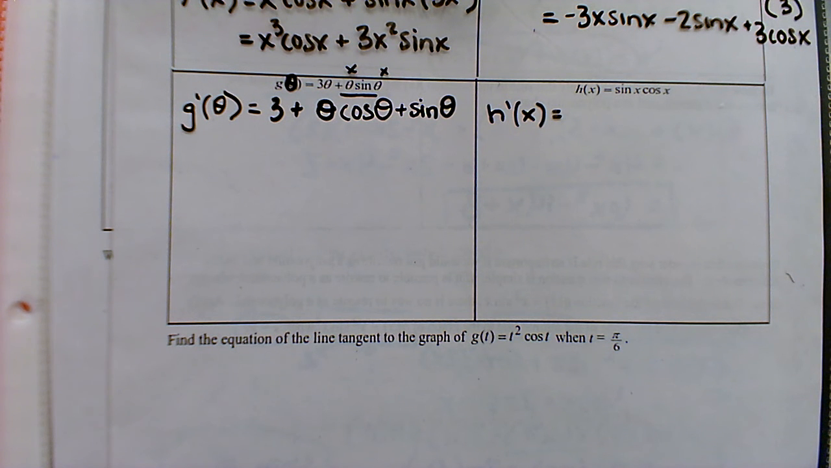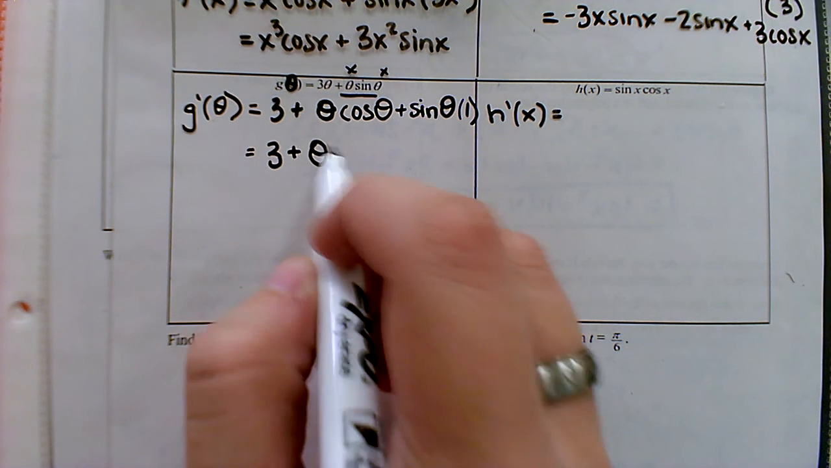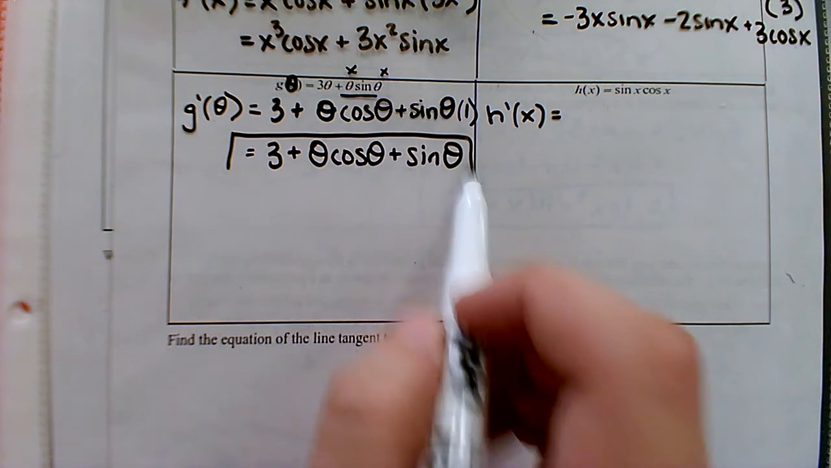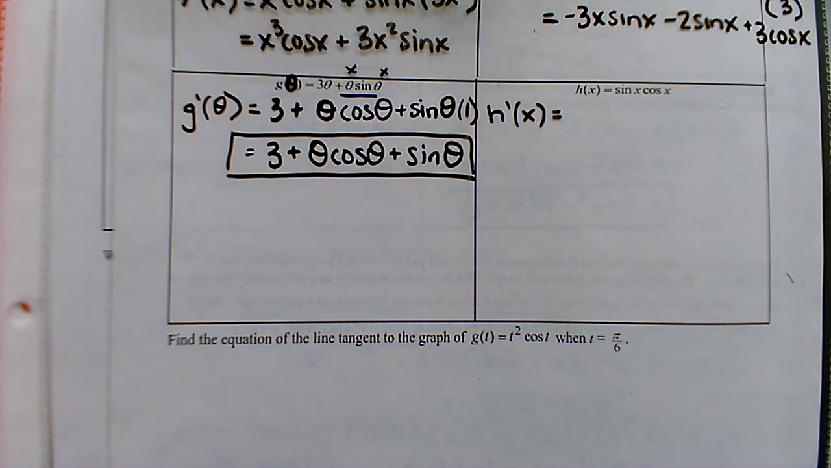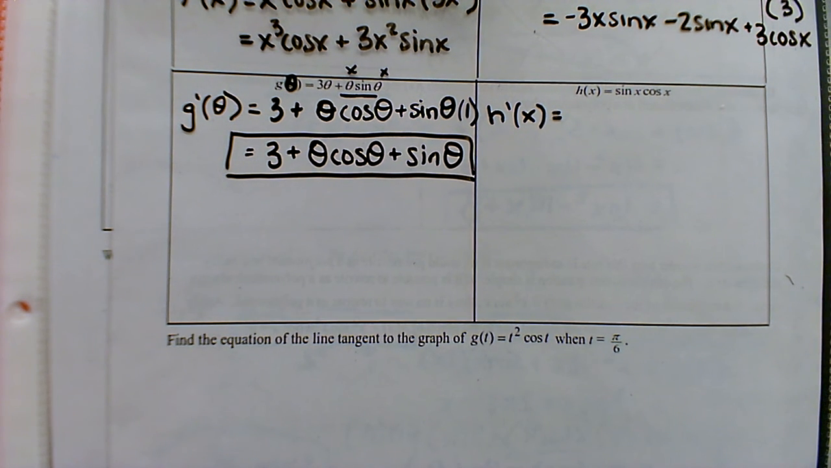What's the derivative of theta? Or what's the derivative of x, whatever variable you want to use? Just 1. Okay, so you can write times 1 there if you want to, but that's not really going to change anything when you multiply by 1. Okay, so it looks like our derivative is simply 3 plus theta times cosine plus sine. Okay, so work your way across the equation. If you ever come to a point where you're multiplying two functions or pieces together, you're going to have to go through that product rule.